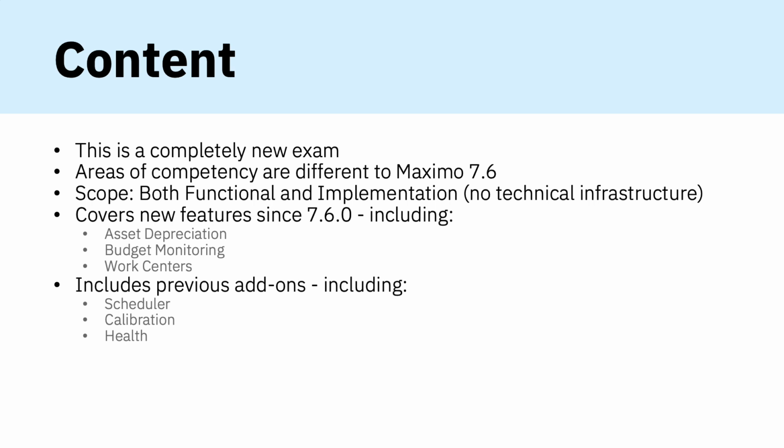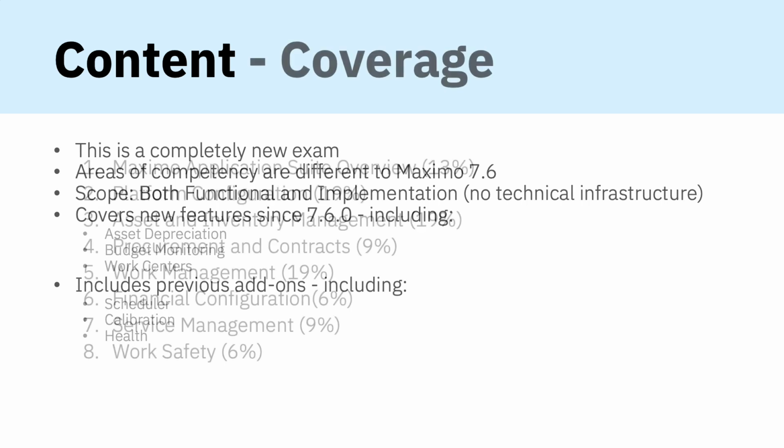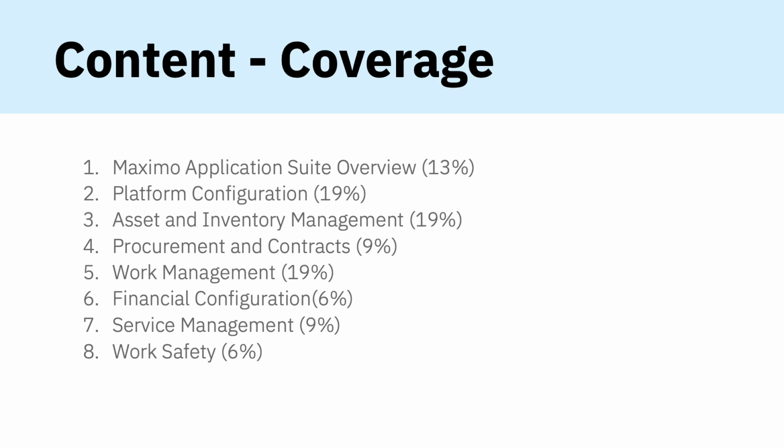If you've already gained the Maximo 7.6 Functional Analyst or Infrastructure certifications, you'll find many new topics such as asset depreciation, budget monitoring, and work centers are included, as well as areas not previously tested like service management, scheduler, and health.